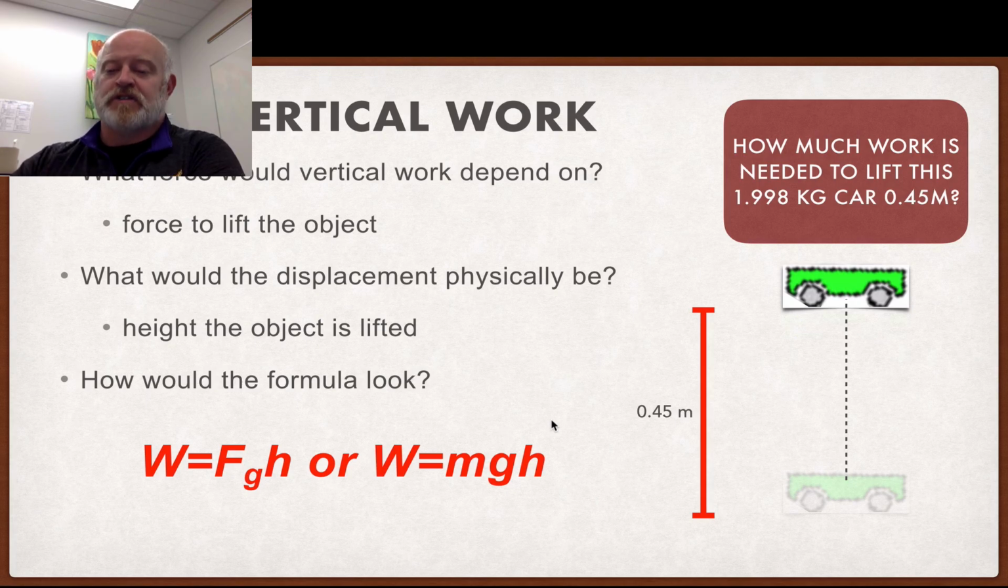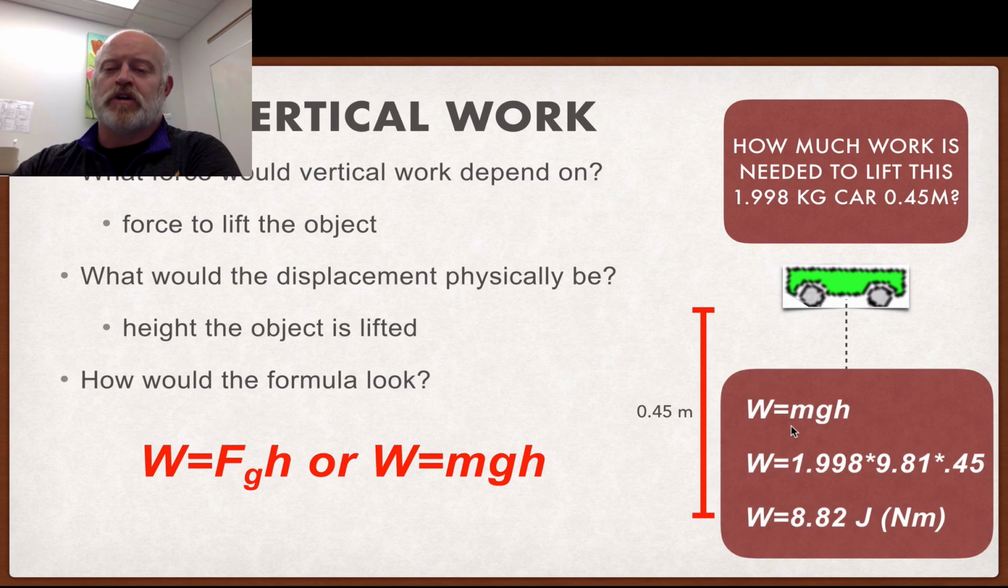Okay, so now let's take a look at what we did. So our work is mgh. We took the mass of the object times the acceleration due to gravity, and since we're opposing gravity, it becomes positive because we're moving it upwards. So we have the force in the same direction as the movement. Our height was 0.45, so we get a work of 8.82 joules, or Newton meters of work on our object.